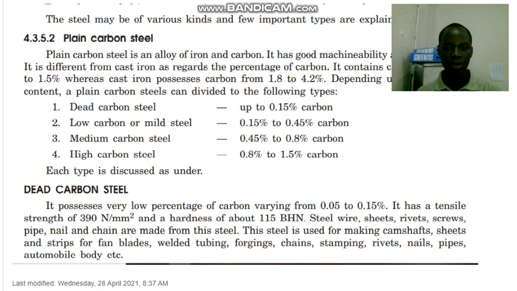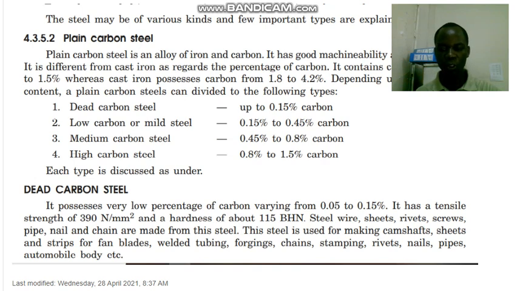The second type of steel is called the dead carbon steel. And this dead carbon steel possesses a very low percentage of carbon, varying from 0.05 to 0.15%. It has high tensile strength that constitutes up to 390 Newton per square millimeter, and the Brinell hardness goes to 115.